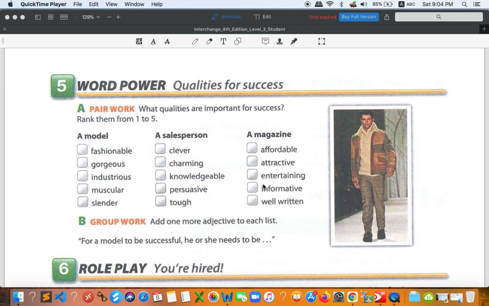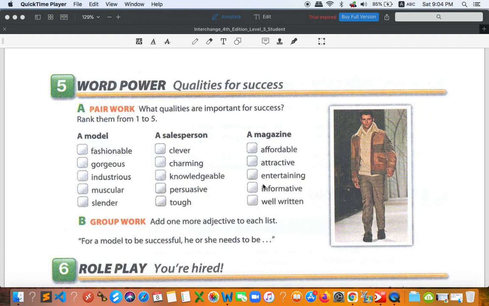We have clever, charming. Charming means very attractive. Knowledgeable, having knowledge. Persuasive, good at convincing people, good at making people believe in you. All right, tough, a strong, or being able to deal with some kind of difficult situation. What do you think about salesperson? What kind of features, what kind of quality, the first quality?